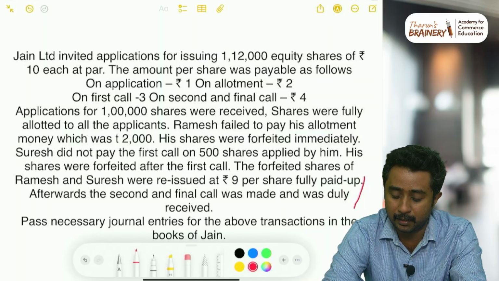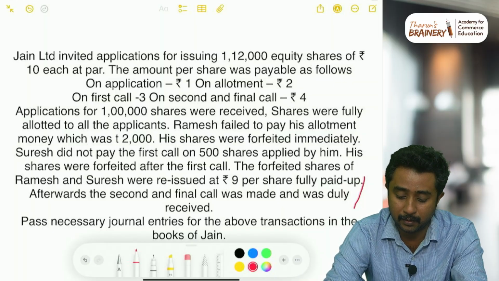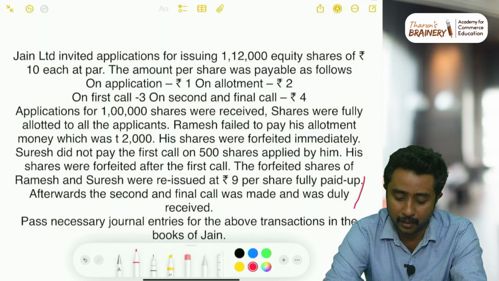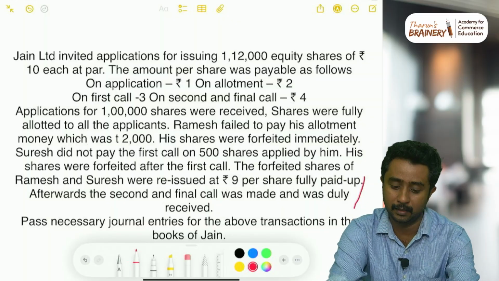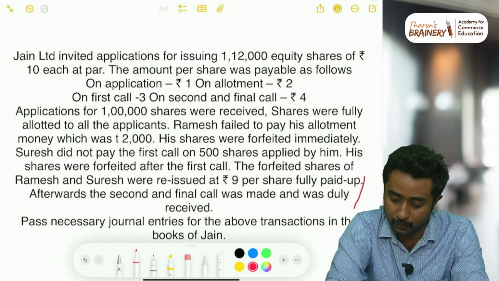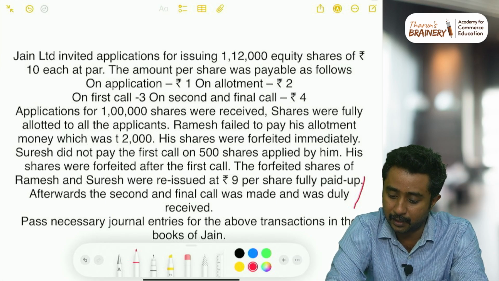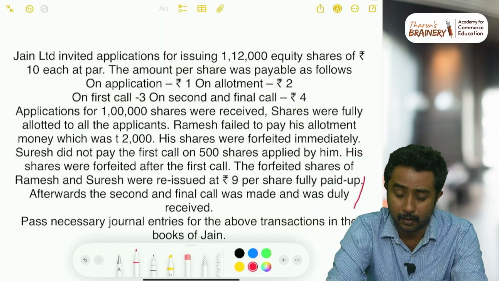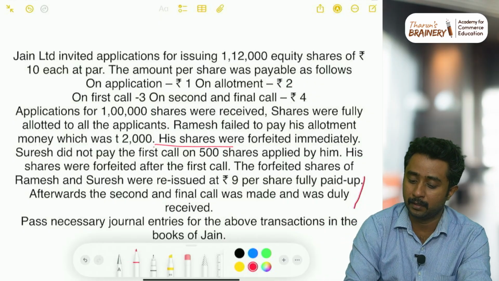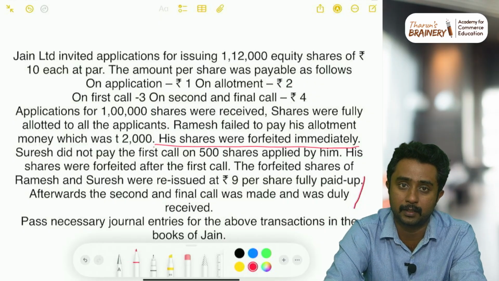Applications for 1 lakh shares were received. Shares were fully allotted to the applicants. Ramesh failed to pay his allotment money, which was rupees 2000, not 2 lakhs, and his shares were forfeited immediately. So there was a shareholder called Ramesh who was supposed to pay 2000 at the time of allotment. His shares were forfeited immediately. Because of this statement only we are doing this sum.